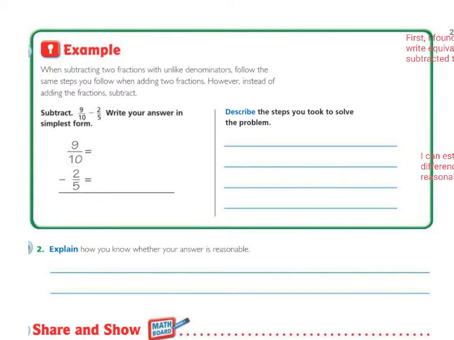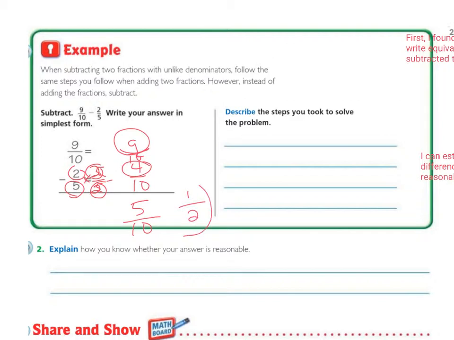So in order to make 2/5 have 10 on the bottom, I'm going to have to multiply it by 2 over 2. So 5 times 2 is 10, and 2 times 2 is 4. Okay, and then I have my 9 tenths. And I'm going to subtract: 9 minus 4 is 5, and then I have my tenths. Now this one's a pretty easy reduction because I know 5 goes into 10, right? So it's going to end up being 1/2. So that's going to be my simplest form.